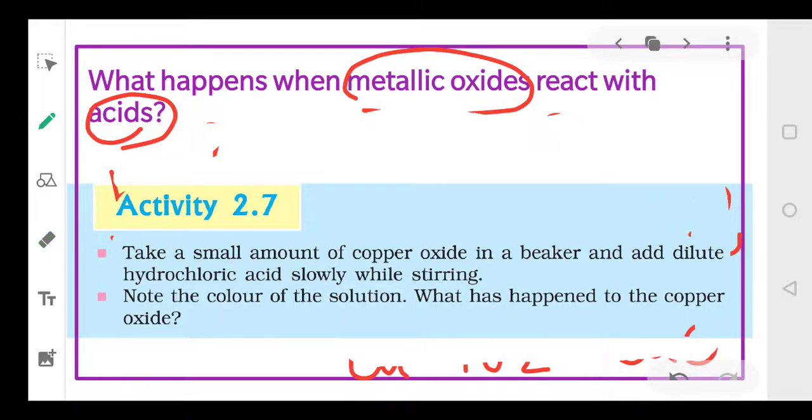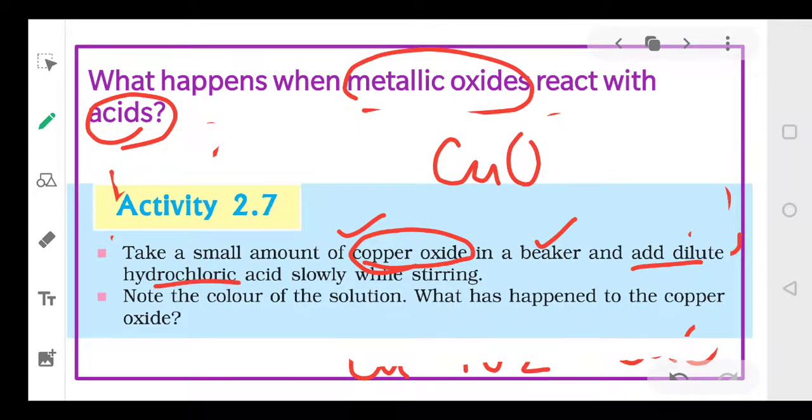See, take a small amount of copper oxide. Which oxide do we have to take? Copper oxide. Just now we discussed, what is the formula of copper oxide? The formula is CuO. So we'll take a small amount of copper oxide in the beaker and we will add dilute acid. That is, we will add HCl into it.